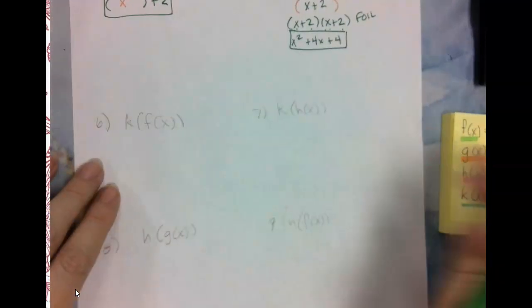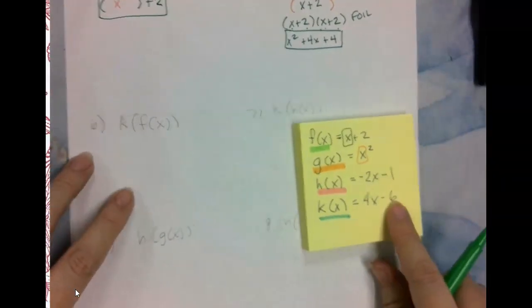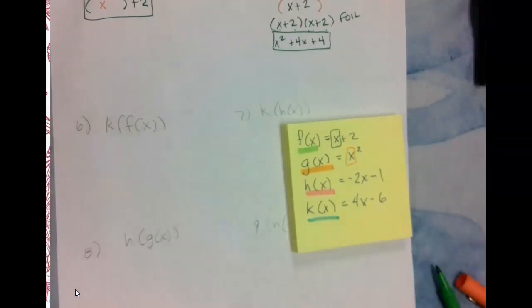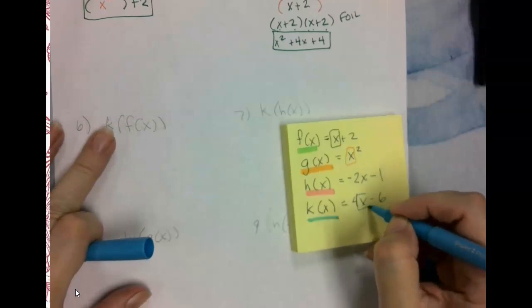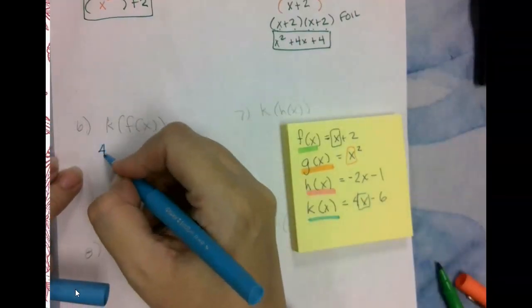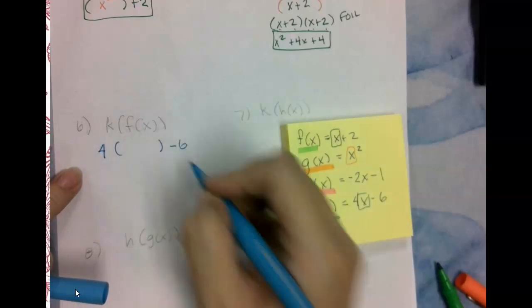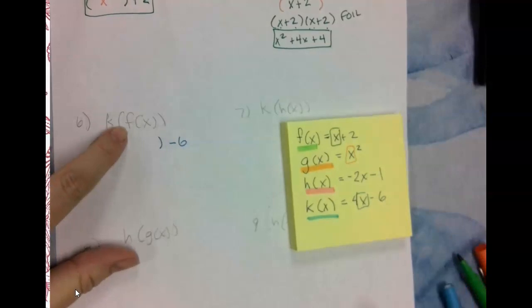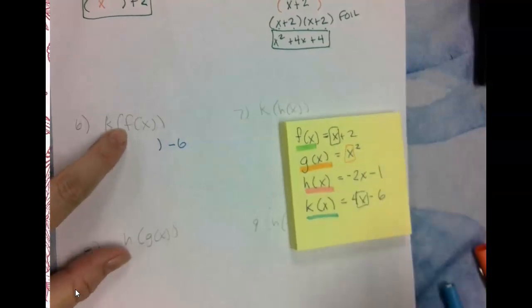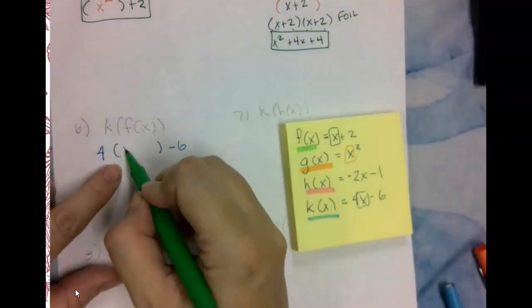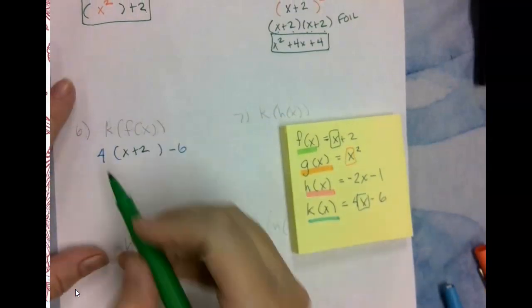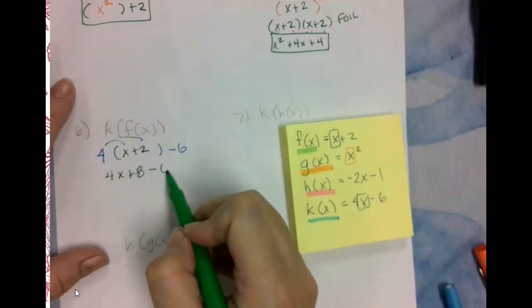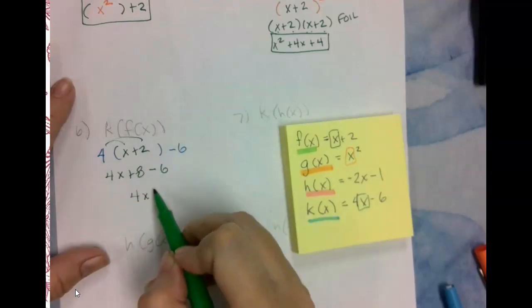Okay, the next one. Now we're going to do k. I'm going to take k, and again I'm going to take the x out and leave a space there. So 4 space minus 6. And I'm going to put the f inside of the k. The f is x plus 2, and I'm going to put it in the space I left. Now I'm going to distribute: 4x plus 8 minus 6. Combine like terms, 4x plus 2.